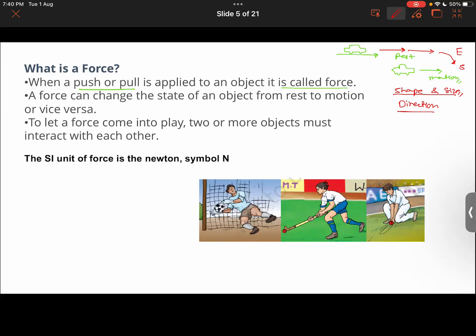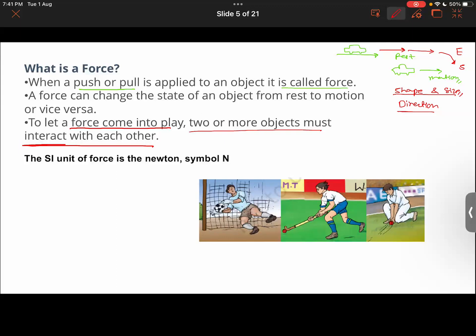Now the thing here is that for a force to come into play, two or more objects must interact with each other. Notice the word interact. Interaction here implies that the two objects need not necessarily be in contact with each other. There should only be an interaction between the two objects. Getting it, guys? So the two objects might be in direct contact or not, as in the example of a magnetic force or electrostatic force.